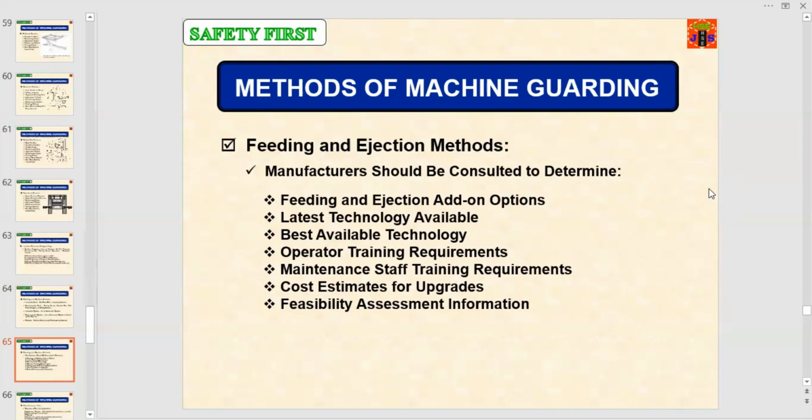Manufacturers should be consulted to determine feeding and ejection add-on options, latest technology available, best available technology, operator training requirements, maintenance staff training requirements, cost estimates for upgrades, and feasibility assessment information.